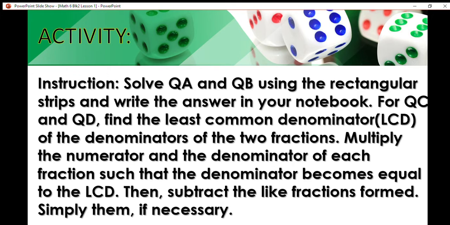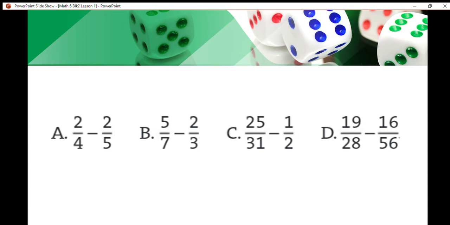So this would be your activity. Solve question A and B using a rectangular strip and write the answer in your notebook. For question C and D, find the least common denominator or LCD of the denominators of the two fractions. Then multiply the numerator and denominator of each fraction such that the denominator becomes equal to the LCD. Then subtract the like fractions formed. Simplify them if necessary.